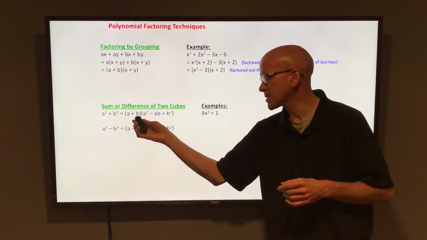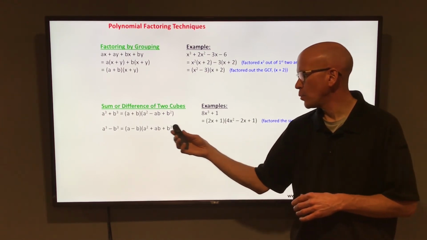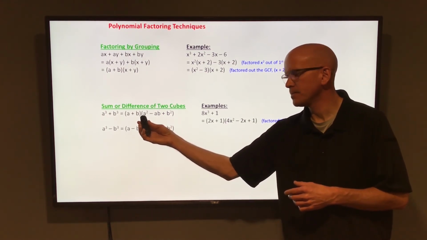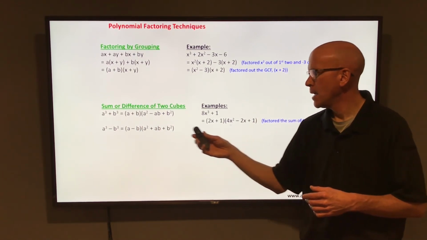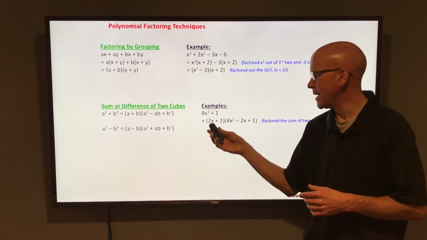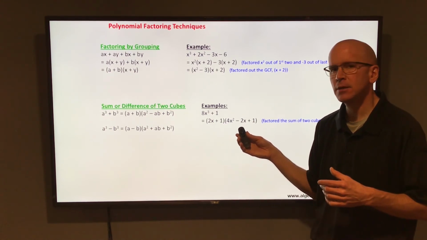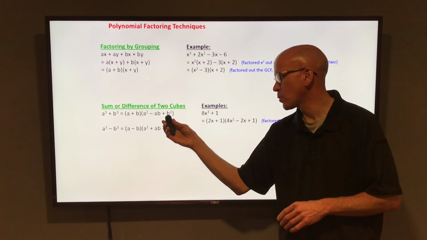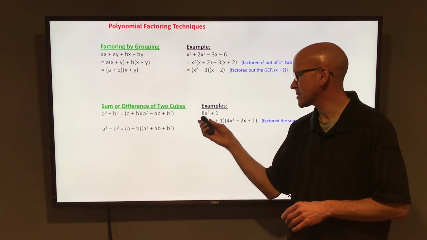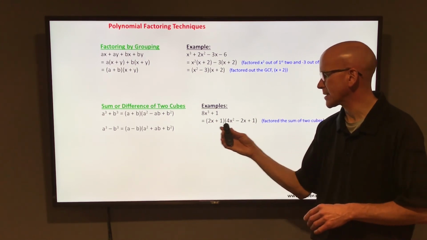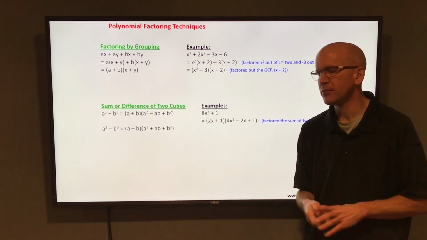So this is going to be 2x plus 1 in that binomial. We know that a is 2x, so in the trinomial, a squared would be squaring 2x. That's 4x squared. And then minus ab, well, we know that a is 2x and b is 1, so ab would just be 2x. It's going to be minus 2x. And then finally, b squared, we know b is 1, so b squared is going to be 1. So that 8x to the third plus 1 factors into 2x plus 1 times 4x squared minus 2x plus 1. That was a sum of 2 cubes.